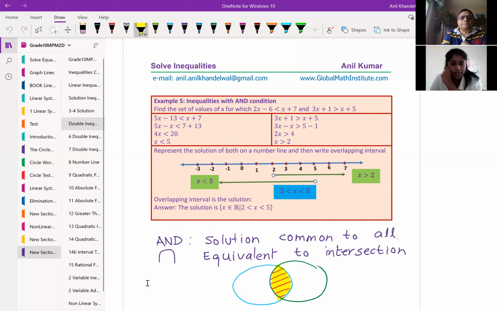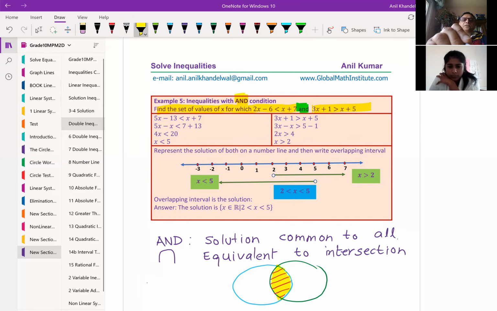Example 5, inequalities with AND condition. Find the set of values of x for which 2x minus 6 is less than x plus 7 and 3x plus 1 is greater than x plus 5. Correct. So we have to now solve two inequalities with a condition that the solution should fit in both. And it is to be treated like this.